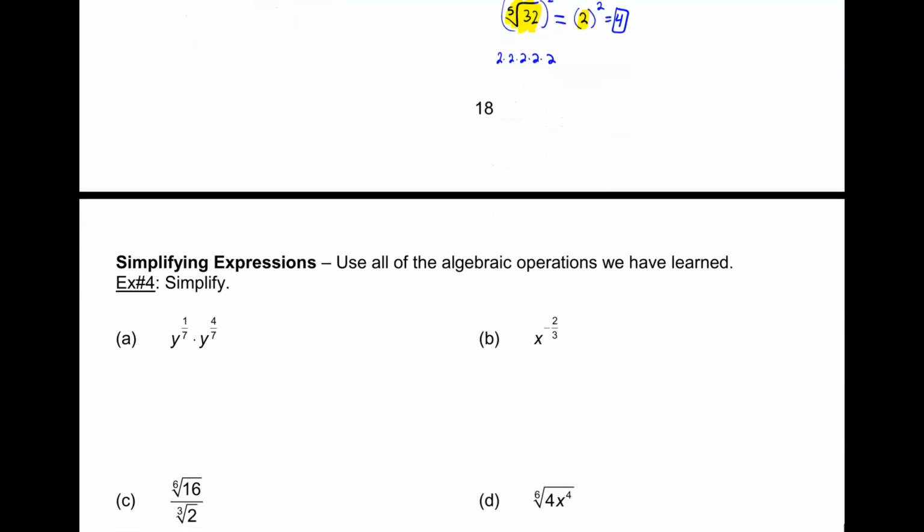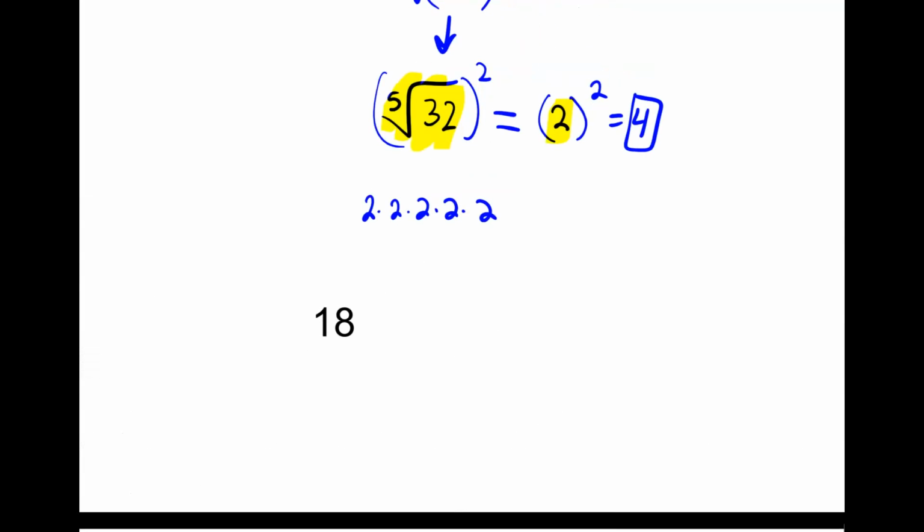Now we're going to simplify expressions using all the algebraic operations that we have learned. Do you need more time for this? You can get the 2: the 5th root of 32. What times itself 5 times is 32? 2 to the 5th is 32, so the 5th root of 32 is 2. And then the part I highlighted, instead of saying 5th root of 32, I said 2, and then that squared is 4.